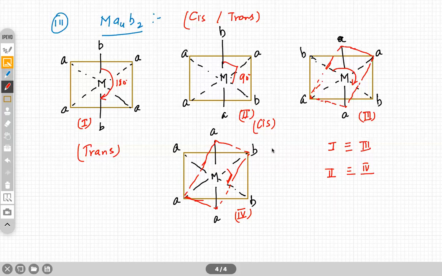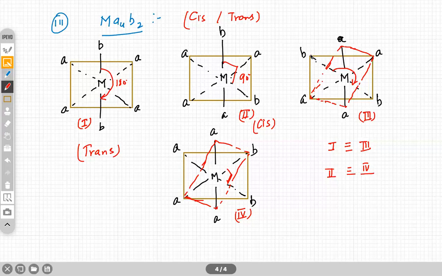Is it clear? Yes, sir. You need to change the relative position. If it is not changing, then the molecule is same, identical only. Here if you compare, another thing also, the 2B is at 90 degree from all the A ligand, right?